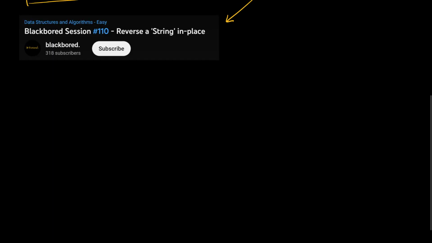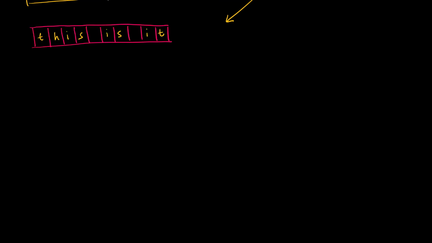Today we are looking at reversing a sentence in place. You have a sentence like "this is it". The challenge here is this: given a sentence like this in the form of an array, return "it is this". Basically, this time we're not reversing the characters, but we're reversing the whole words.